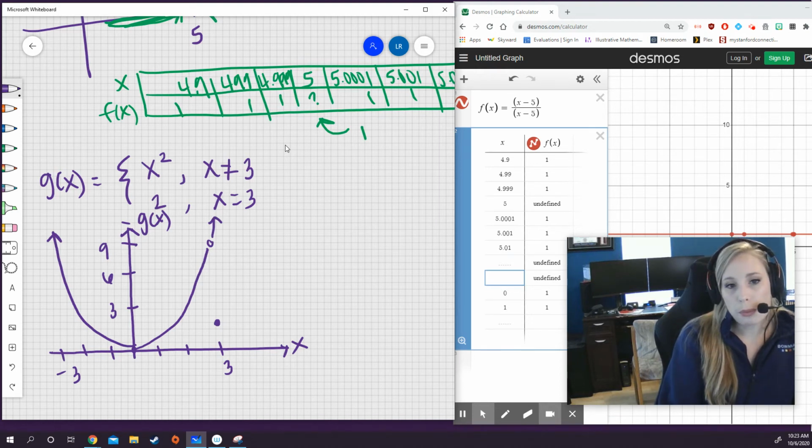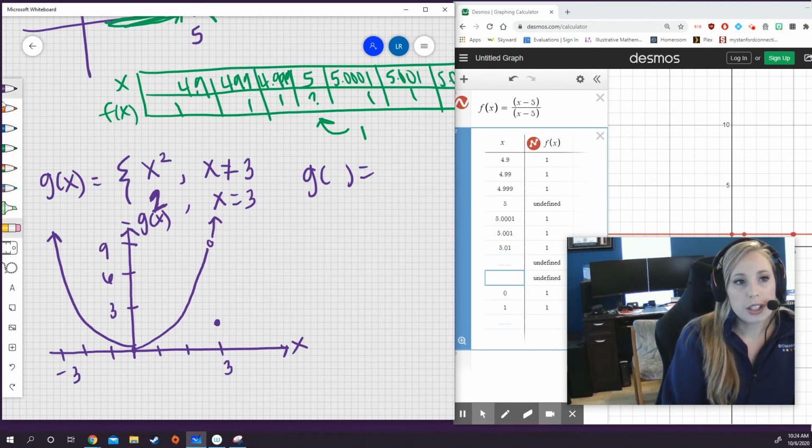So what we know is that g of 3 equals 2. I'm so sorry, I said that wrong earlier. g of 3 equals 2. We know that because if I were to plug 3 into the equation, I get 2. And that's defined right here.